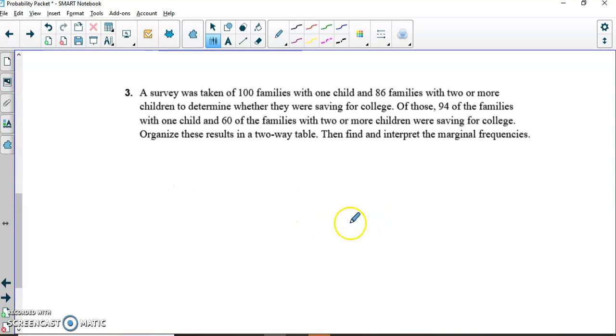We're going to have to make our own table. So it says a survey was taken of 100 families with one child and 86 families with 2 or more children to determine whether they were saving for college. Of those, 94 of the families with one child and 60 of the families with 2 or more children were saving for college.